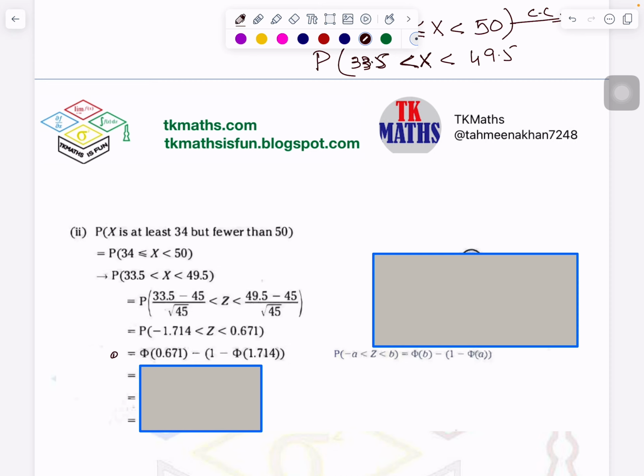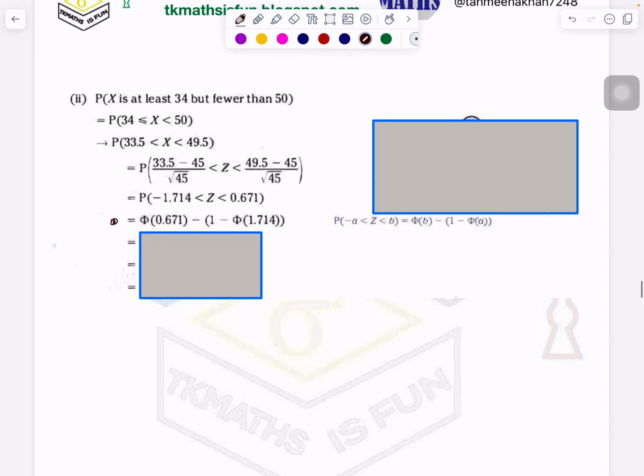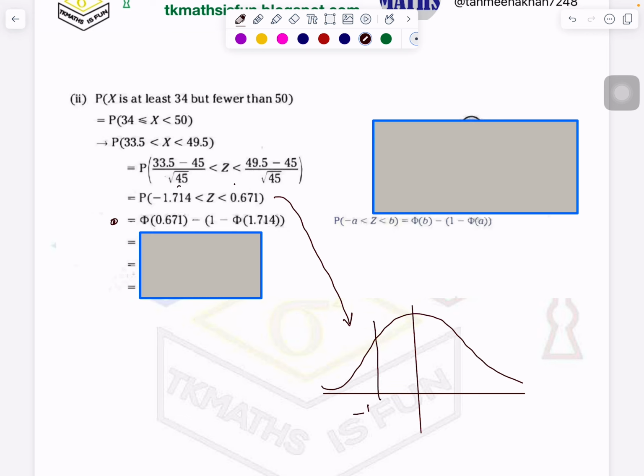Now here, there is one thing. Let me tell you. Once you get this answer here, different people calculate differently. Whatever you are good at, you can do by that method. If you see, these are two different numbers. So it is minus 1.714 and this is 0.671. You have to calculate this probability. So you can calculate this whole probability easily.